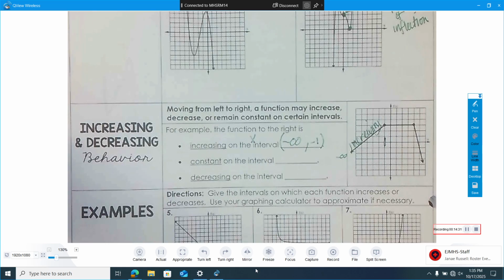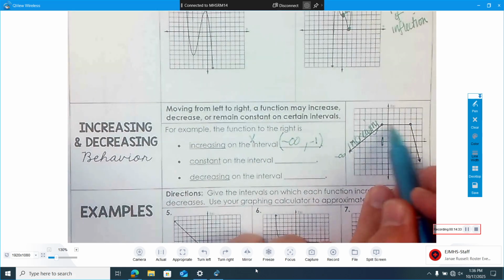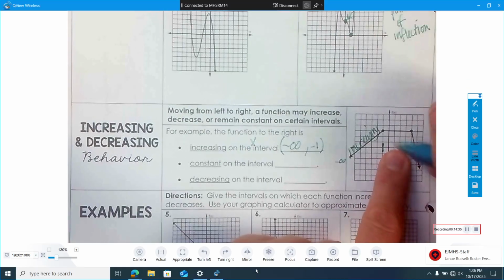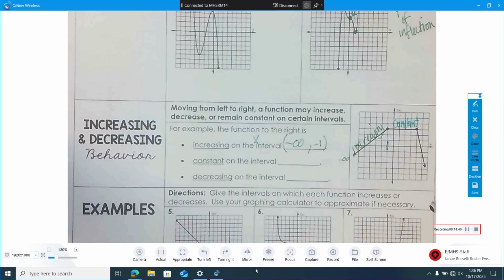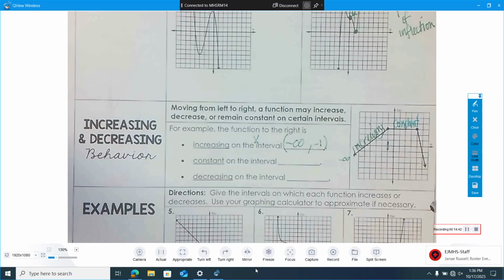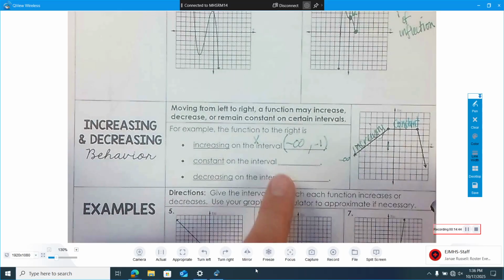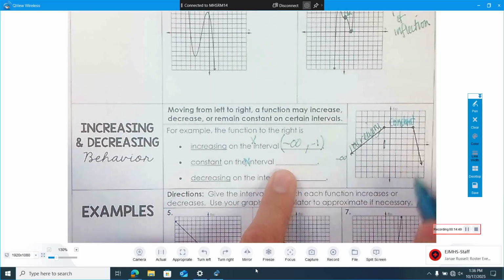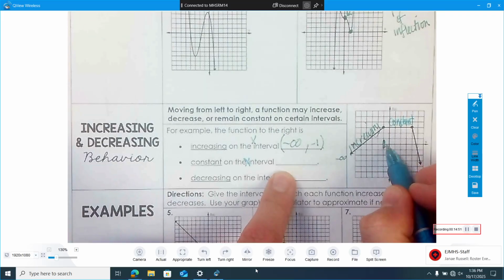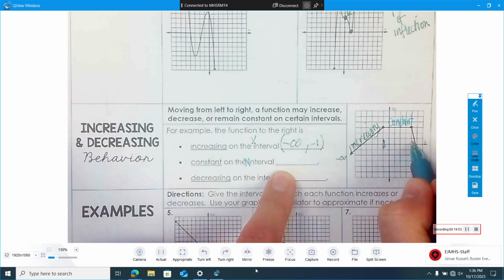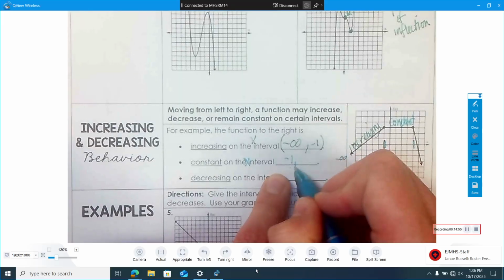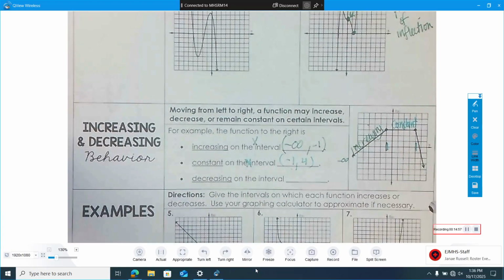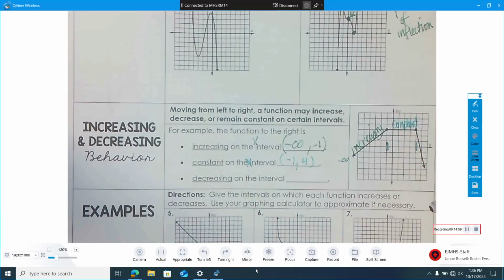And then, what would you call this flat section? It's constant. It is unchanging. It's not changing at all. It's totally the same. What x interval is that constant section? -1 to 4. Yes, from -1 to 4. That is the x interval where our function is constant, a constant y value.